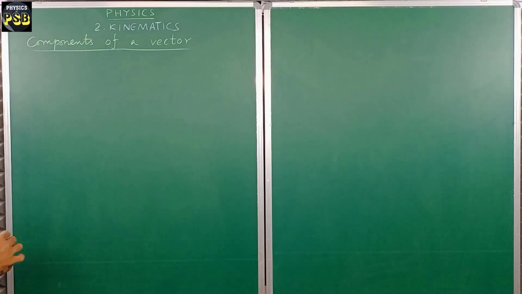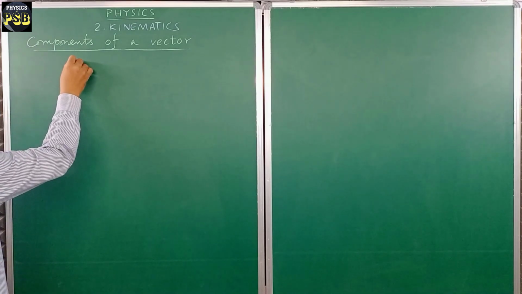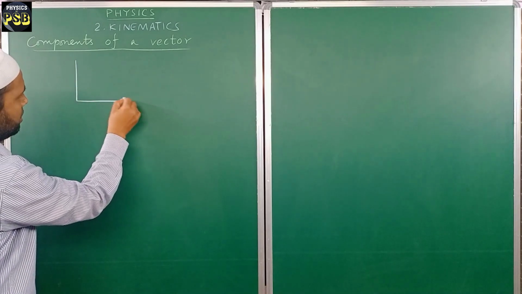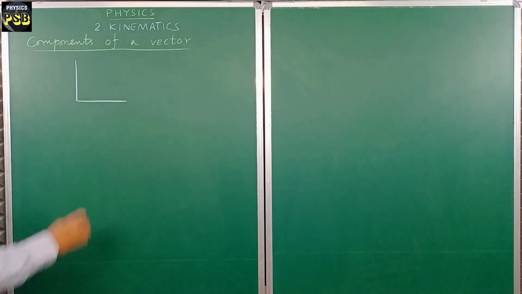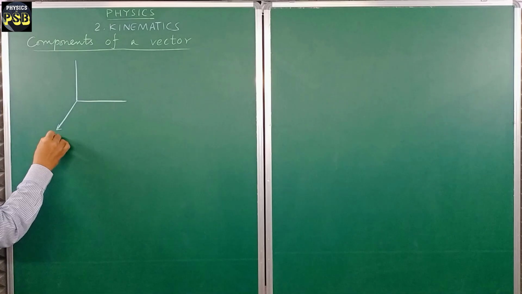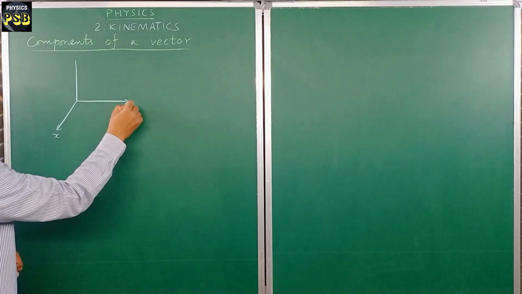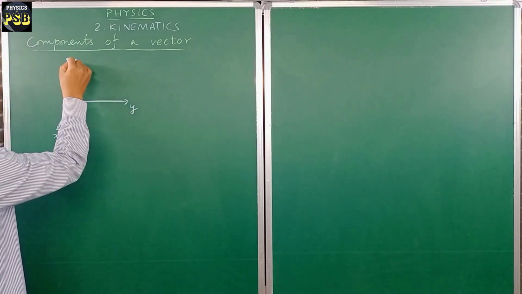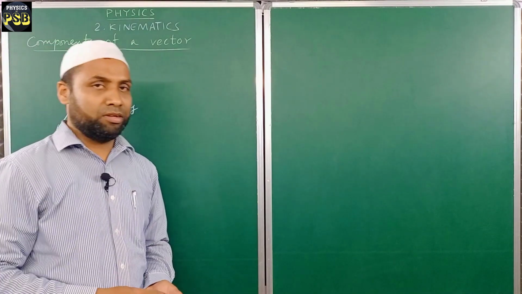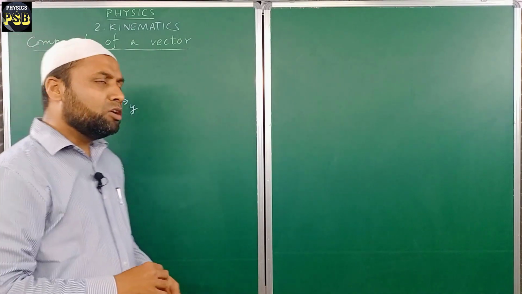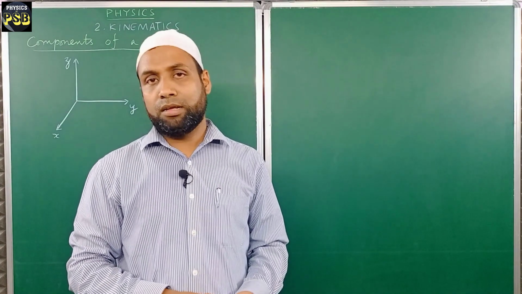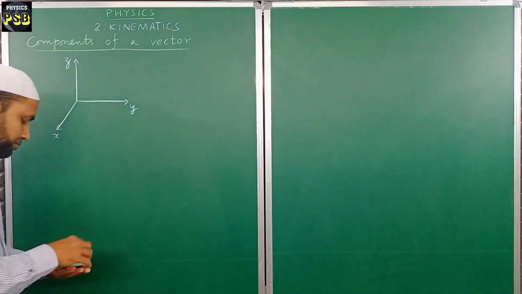Coordinate system is nothing but a system or a set of axes. Here, x-axis, y-axis, and a z-axis together form Cartesian coordinate system. And it is used to find the position of any moving object.